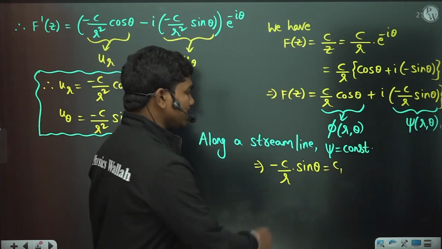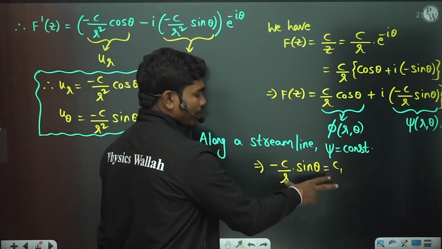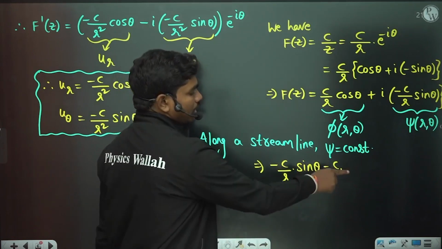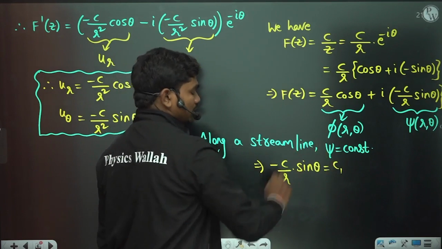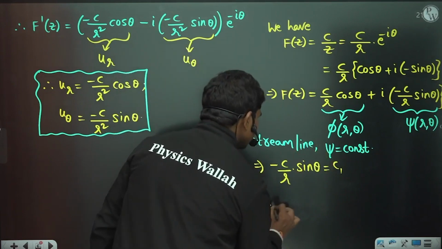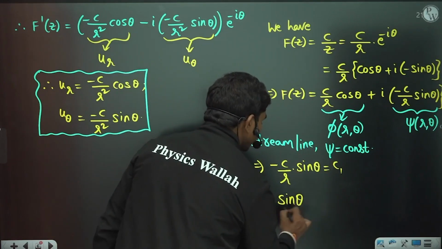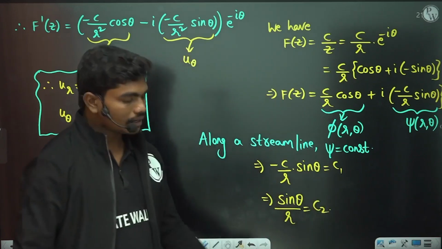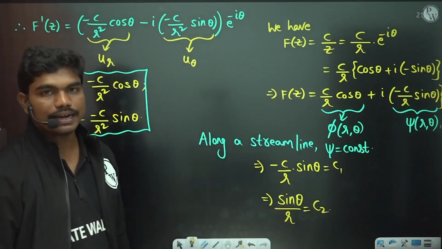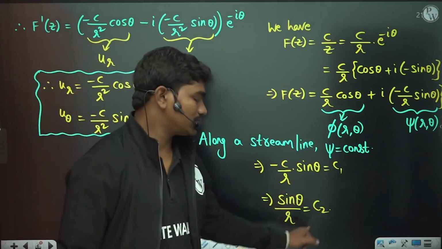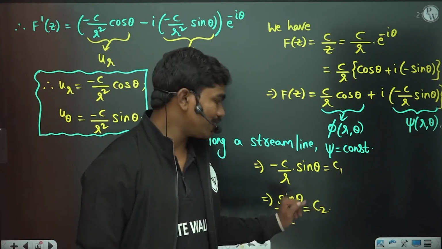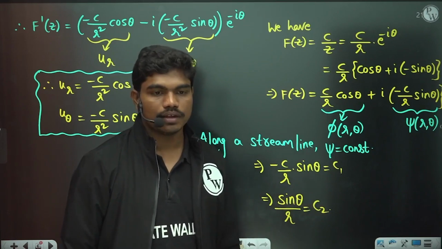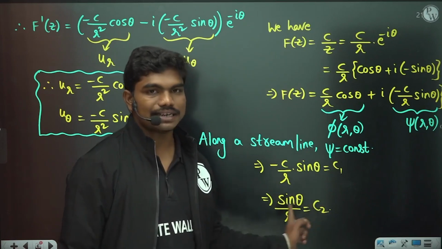Yes or no? Basically, if you divide both sides by minus c, this minus c gets eliminated and c1 by minus c is again some constant. So let us write this as sin theta by r is equal to some constant c2, for example. Now what does this equation represent actually? Any idea? What does the equation sin theta by r equals c2 actually represent?